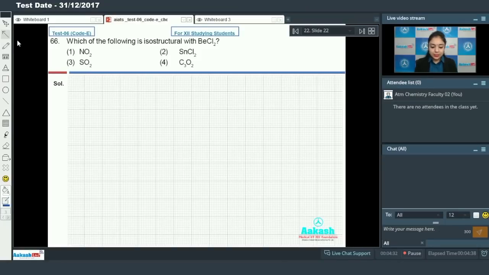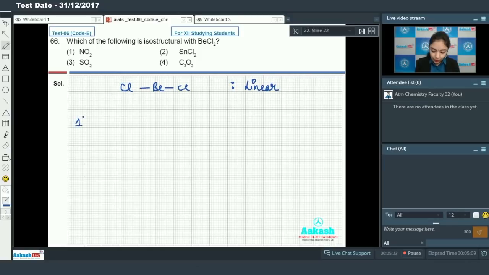Question number 66, which says: which of the following is isostructural with BeCl2. So first of all, draw the structure for BeCl2. Students, you must be knowing that BeCl2 is linear. It has 2 sigma bonds, so the hybridization will be sp.